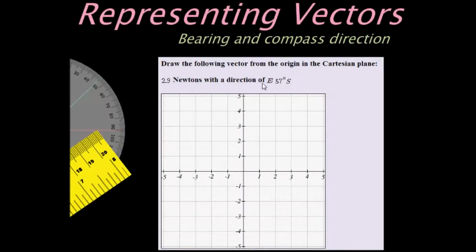In this example, we have to draw another vector, this time 2.9 newtons, and the direction is this time given as a compass direction. So what you do notice is that that compass direction is 57 degrees south. So we'll start by writing this as north.